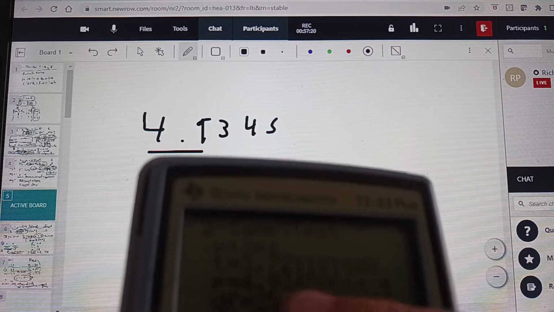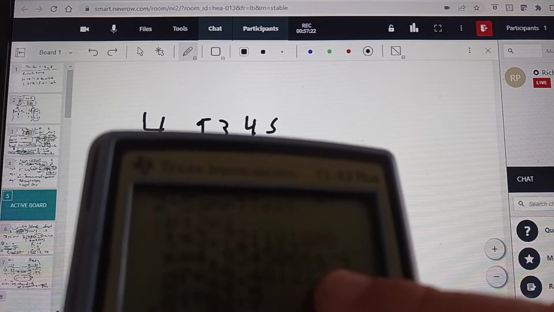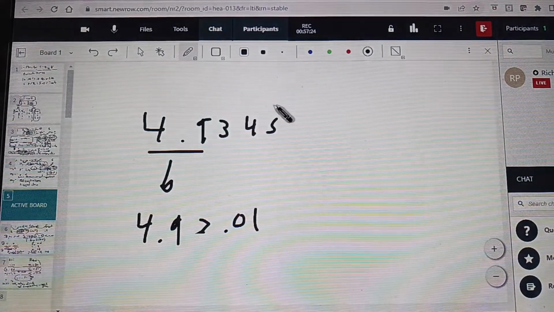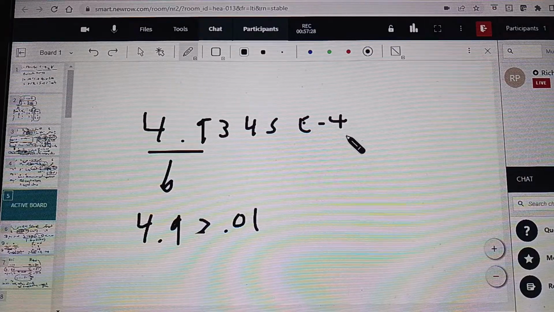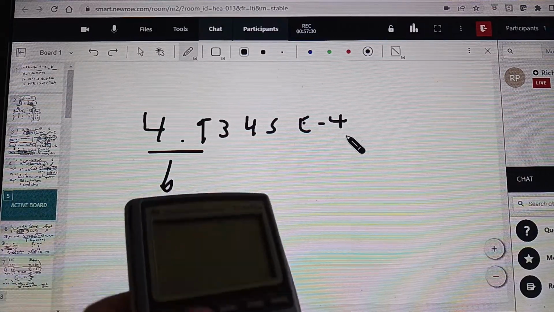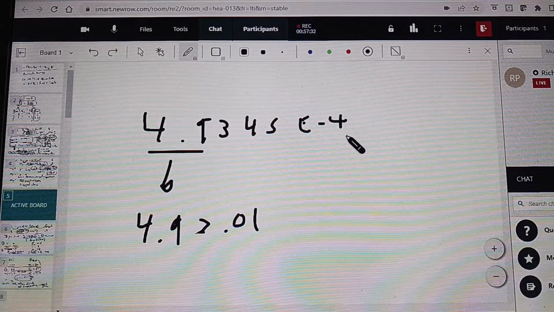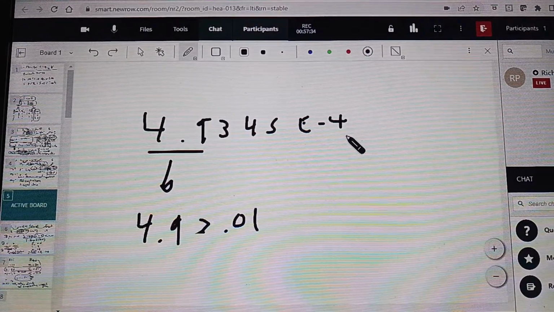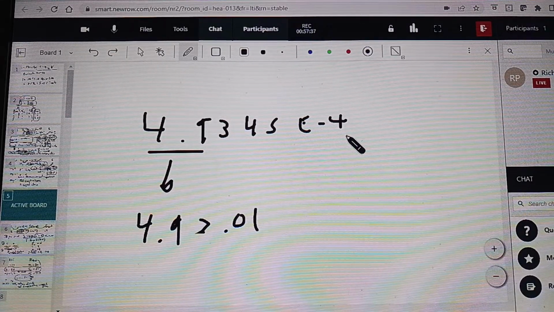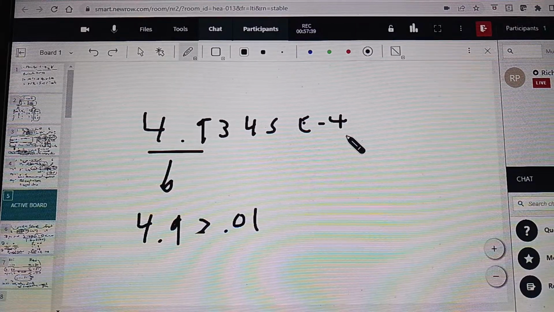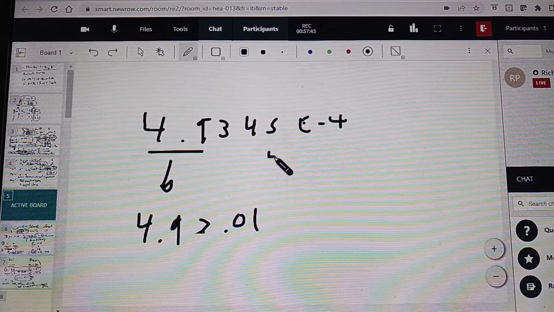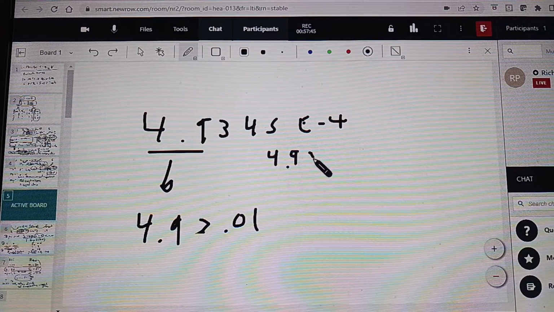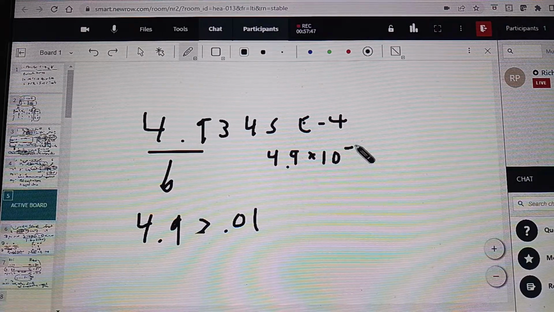4.9? Nope, look all the way at the end, there's an e negative 4 there. This is not 4.9. This is 4.9 e negative 4. The reason this is happening is this is a significant difference. The houses in Whiting are significantly older than Franklin, so much so that we're getting an extremely low probability. It's so low the calculator is switching it to scientific notation. This is 4.9 times 10 to the negative 4th.